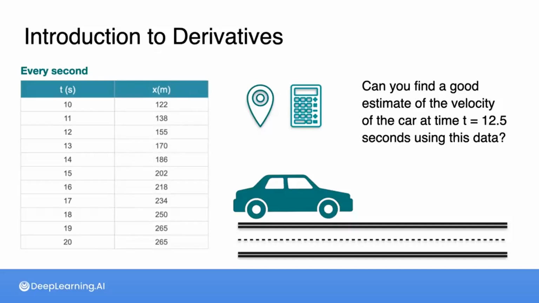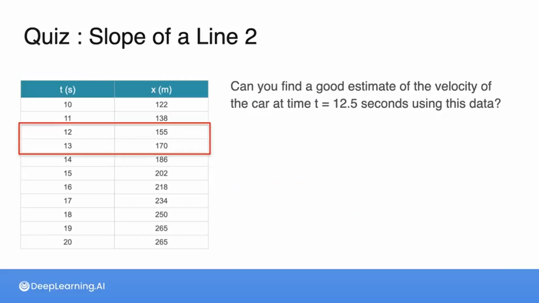So here is another quiz. Can you find a better estimate of the velocity of the car at time t equals 12.5 seconds using this data? So once again, we are not able to find the exact velocity of the car at 12.5 seconds. However, we have a way of making an even better guess than the previous one for what this velocity is by taking the average velocity between the interval of time between 12 seconds and 13 seconds.